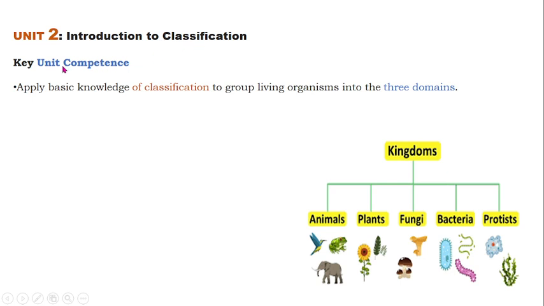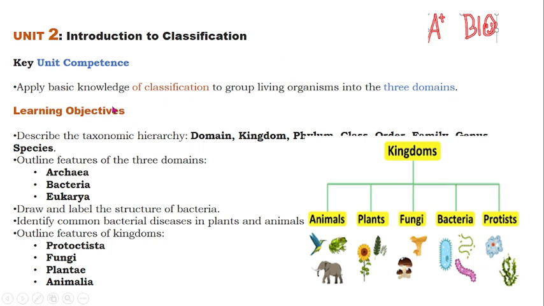The key unit competence of today means that after this video, a student is able to apply basic knowledge of classification to group living organisms into 3 domains. So you will understand what a domain is. The learning objectives are quite many, but I'm going to be quick. At the end of this video, the learner will be able to understand what is kingdom, domain, phylum, class, order, family, and genus.